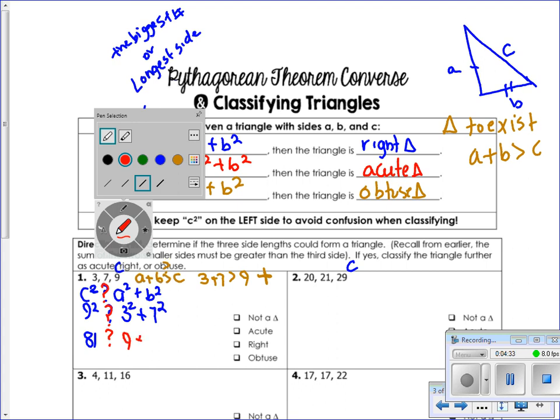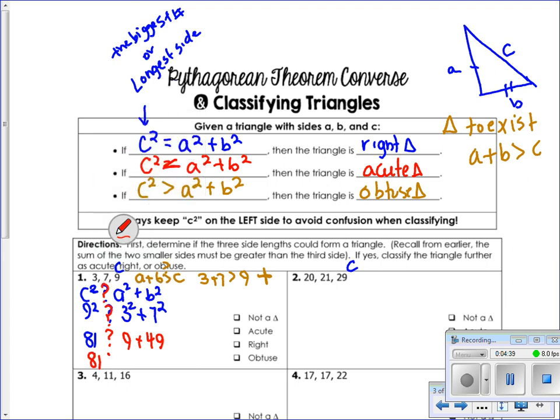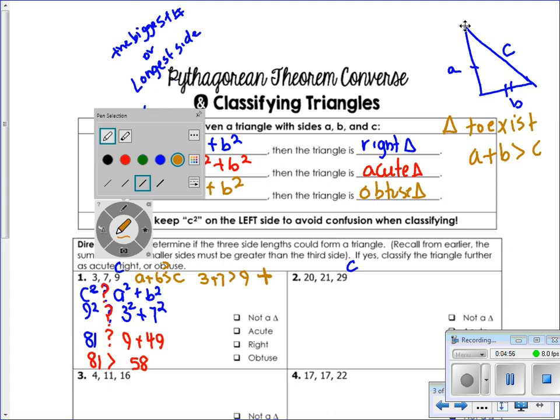9 plus 49. Okay, so it looks like 81 is greater than A squared plus B squared, because 9 plus 49 is 58. It's greater than, so that makes this an obtuse triangle. So I'm going to check it off. It's obtuse. This is a triangle and it's obtuse. So let's do number 2.